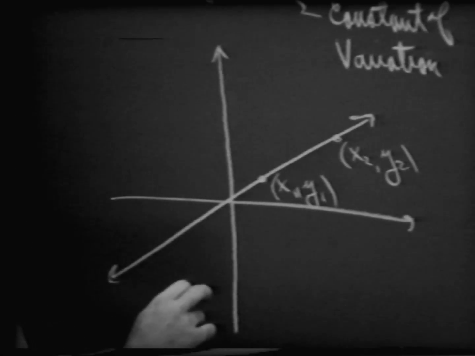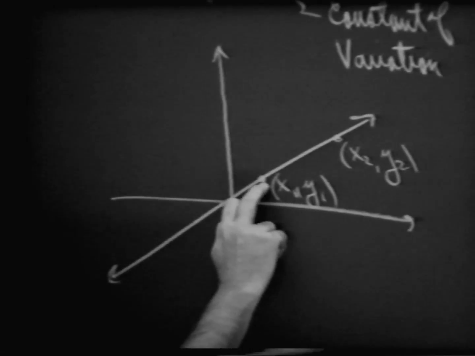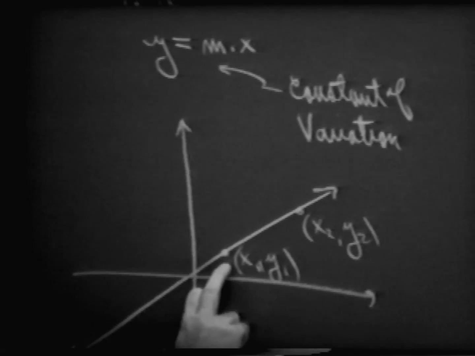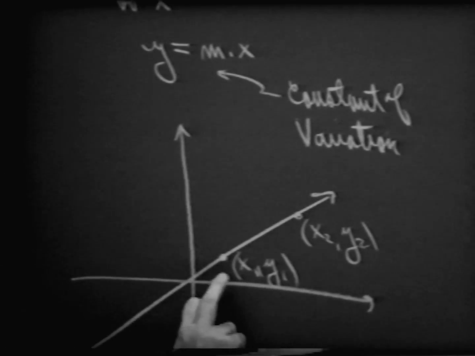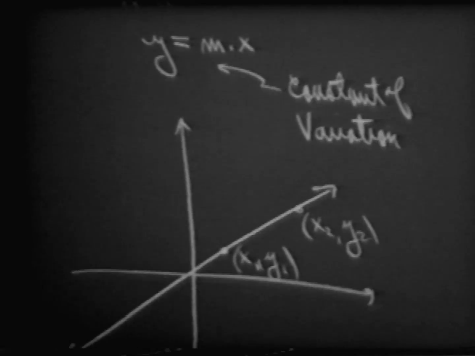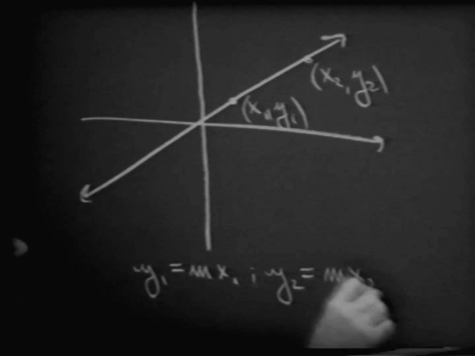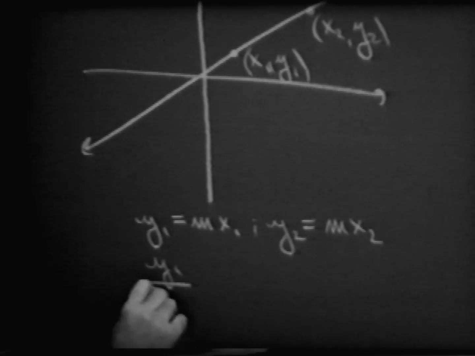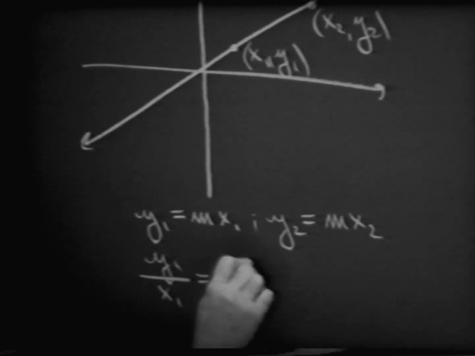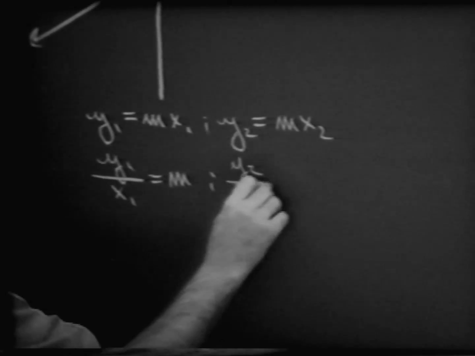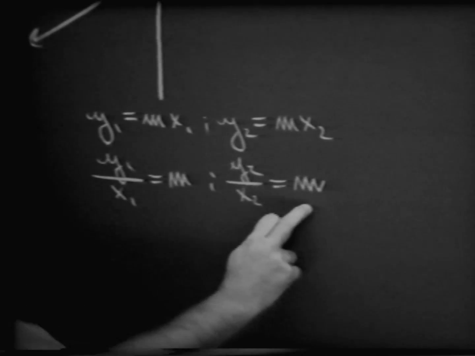Now, looking at our graph and at this formula, since the point x sub 1 comma y sub 1 is on the line, those coordinates must satisfy the equation. Therefore, y sub 1 must be equal to m times x sub 1. Similarly, y sub 2 must be equal to m times x sub 2. If we divide through by x sub 1, where it is not equal to 0, we have y sub 1 over x sub 1 equal to m. And if we divide both sides by x sub 2, where x sub 2 is not equal to 0, it is equal to m.